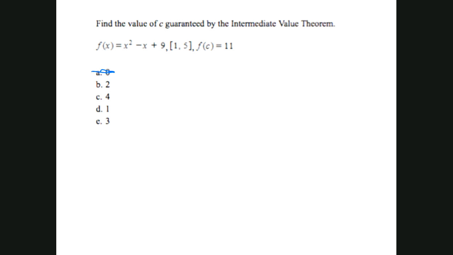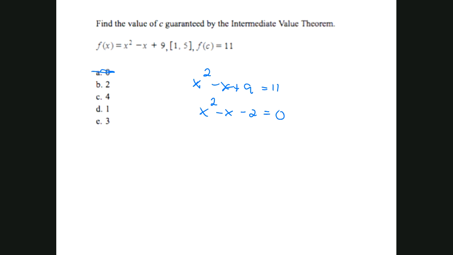Okay, so what is my value? And how would I find my value? Set f of x equal to 11. That's a good idea. So let's go x squared minus x plus 9 is equal to 11. Now this is a quadratic. In order to solve a quadratic, I'm going to set it equal to 0. So x squared minus x minus 2 is equal to 0.